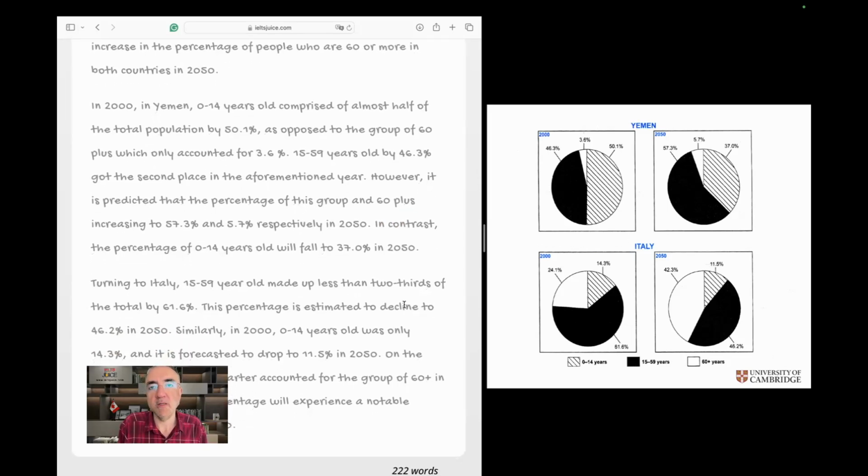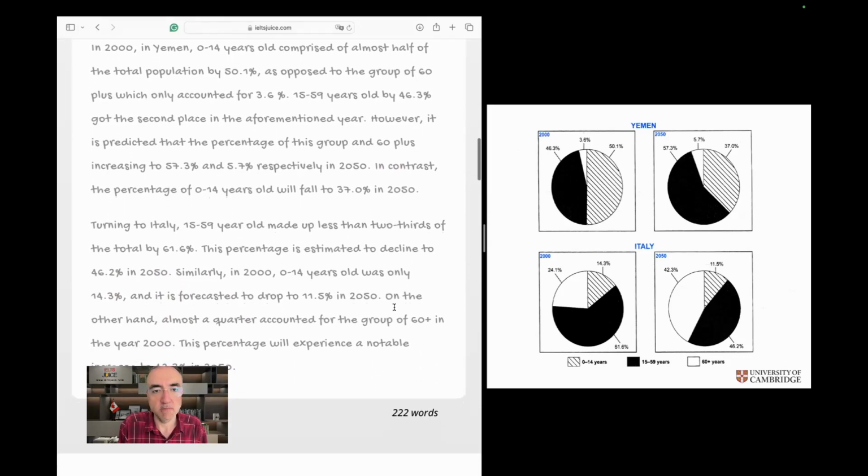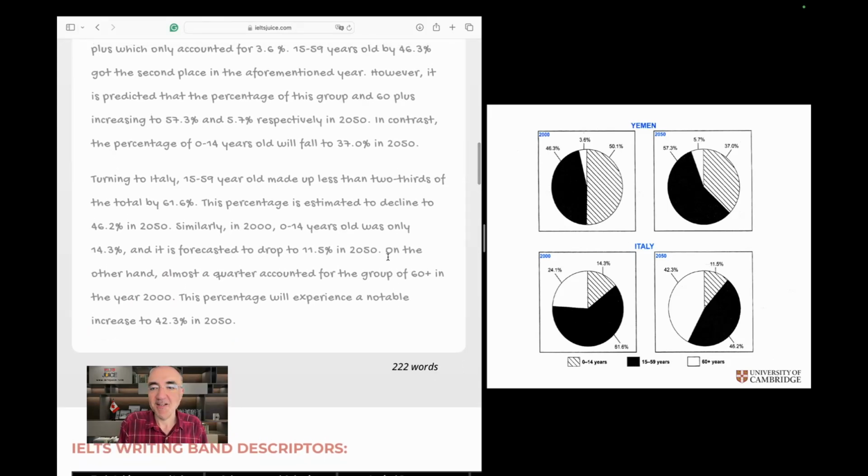We're just reporting the data. Nothing fancy. Now let's move on to Italy. Turning to Italy, 15 to 59-year-olds, again, made up less than two-thirds, there's a hyphen here, of the total by 61.6%. This percentage is estimated to decline to 46.2% in 2050.